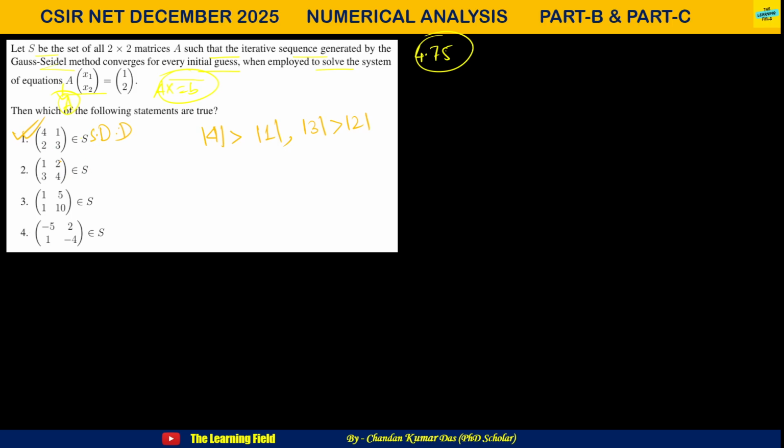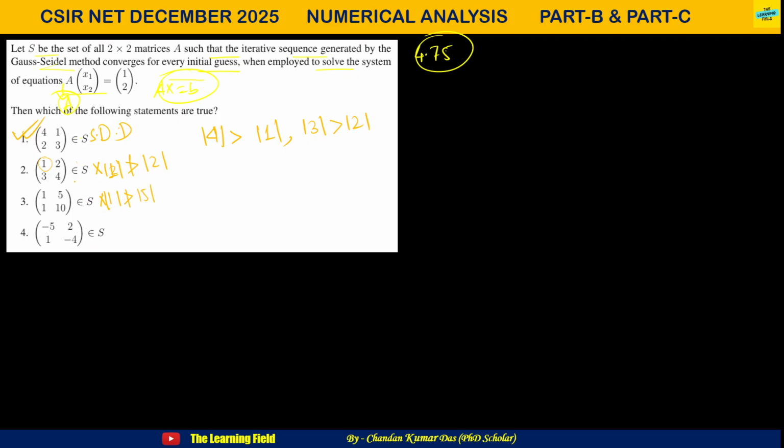If we now check the second option, mod of 1, the first element, is the diagonal element, and this one is not greater than mod of 2. Therefore this is not diagonally dominant. But if this is not diagonally dominant, we can't say anything, because the diagonally dominant condition is a sufficient condition. Fine. Similarly here also, mod 1 is not greater than mod 5. Therefore this is also not a diagonally dominant matrix.